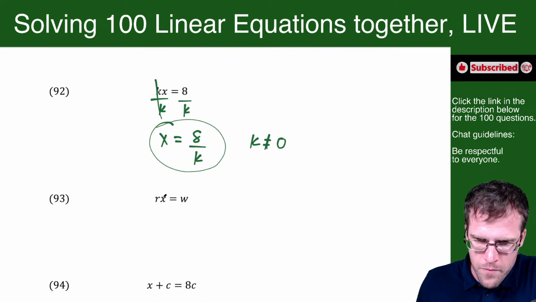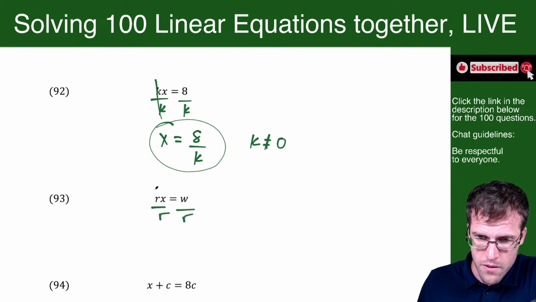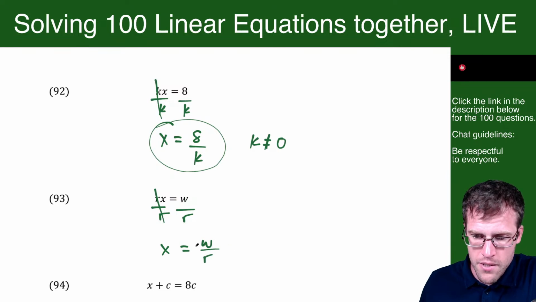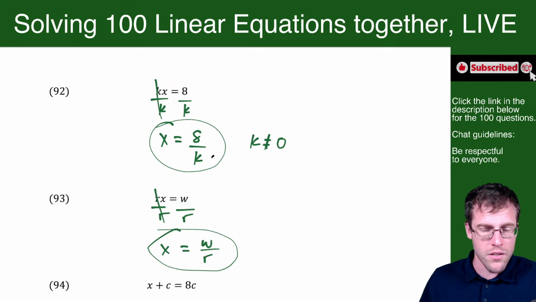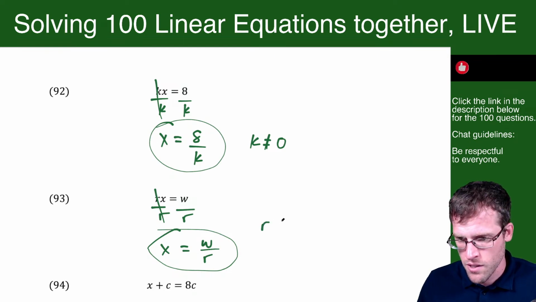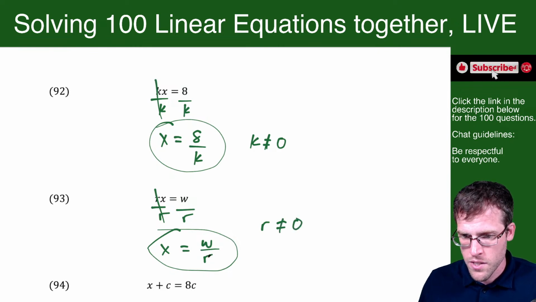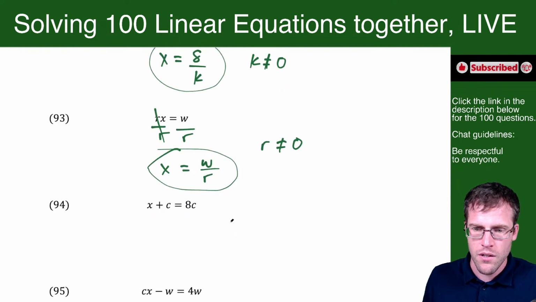All right, so here, now we're going to solve for x. We're going to divide both sides by r. And we'll say x equals w over r. They're both constants, but the restriction here, once again, dividing by 0 is not allowed. That's something you explore more in pre-calculus, calculus. So r, in this case, can't be 0. Okay, otherwise dividing by 0 is no good.